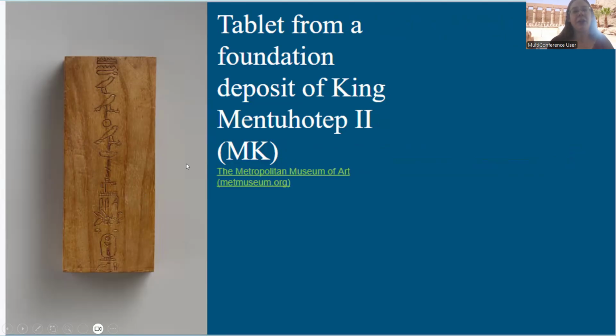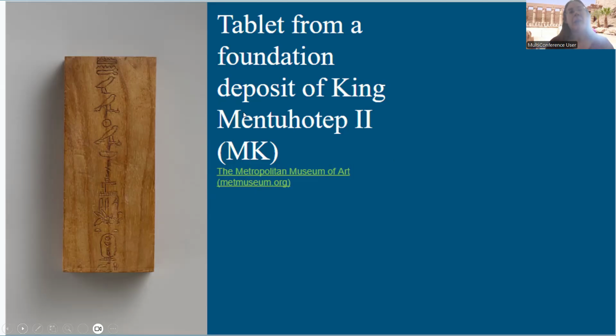This is another object that illustrates some of the principles that I have been talking about. So this is a tablet from a foundation deposit of King Mentuhotep II from the Middle Kingdom, also from the Metropolitan Museum of Art. And this is a case where it's vertical up and down. So you start here and end there in terms of which direction you read these signs.